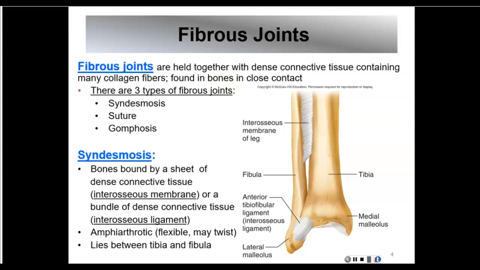The first one is syndesmosis. These are bones bound by a sheet of dense connective tissue or a bundle of dense connective tissue like a ligament. They're amphiarthrotic, they're flexible, and they may twist. The most common example is between your tibia and fibula, and the picture here shows it.